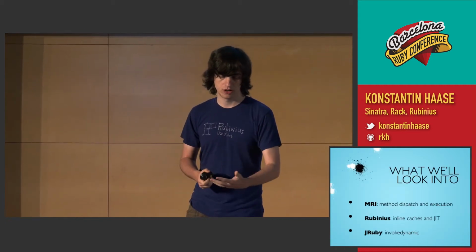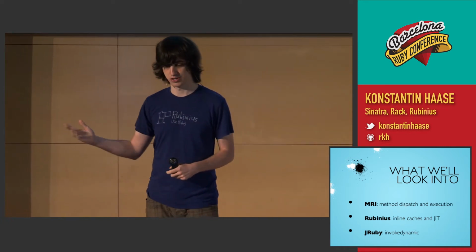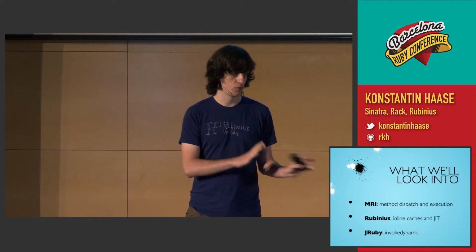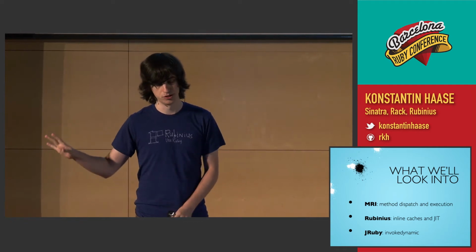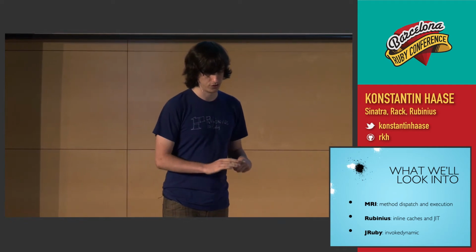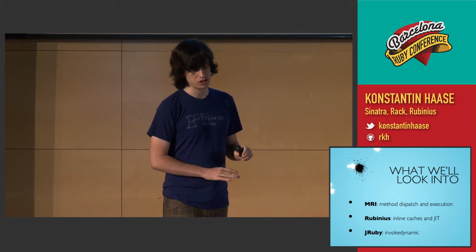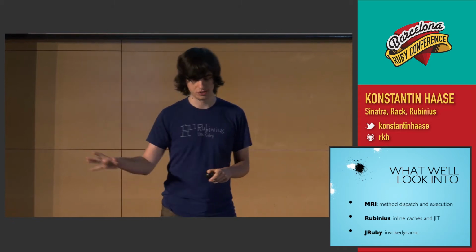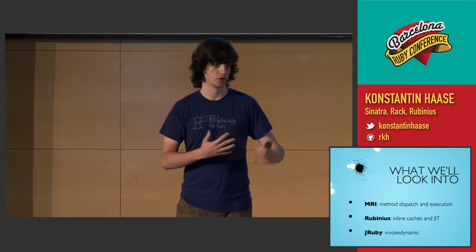We're going to start with how method dispatch is implemented in general and how methods are executed, while looking at MRI. Then we're going to talk about inline caches and jitting on the example of Rubinius, and we're going to talk about invokedynamic with JRuby. It's not that only these implementations are doing that. For instance, JRuby is also doing inline caching and jitting. But I just want to give you a feeling of what's going on under the hood.